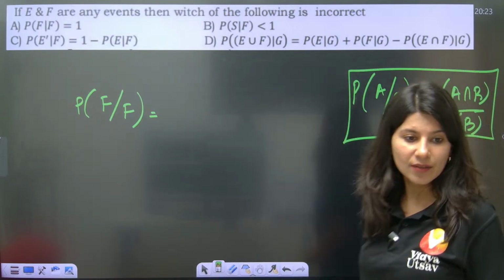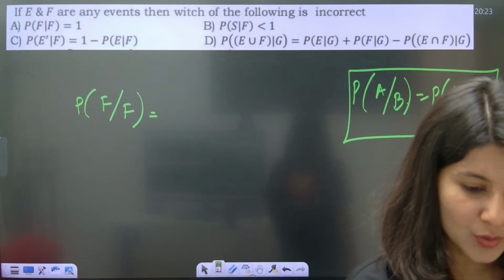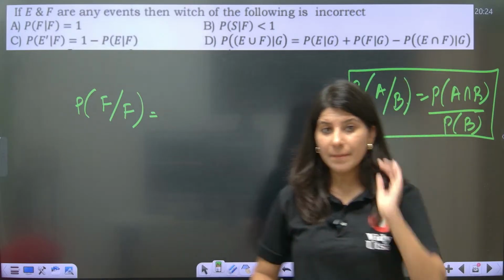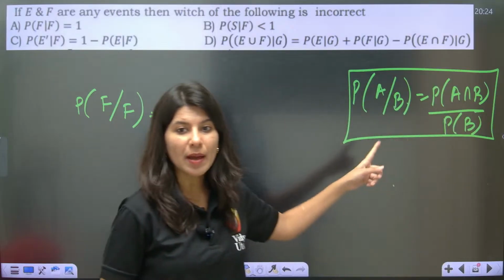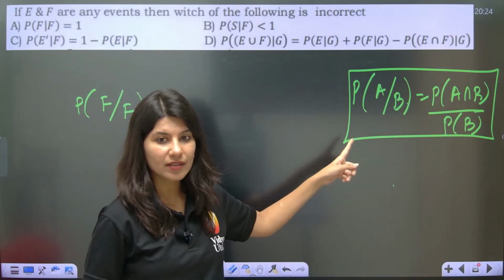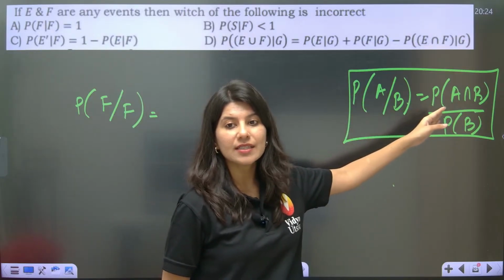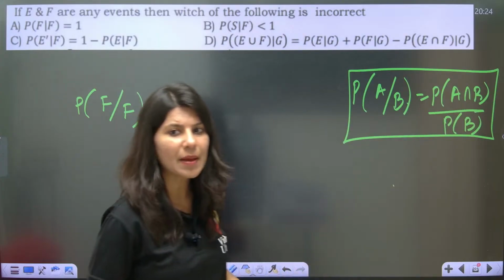Okay. Are you aware? See, this is very important. This is going to come either in 2 mark or 3 mark also. So this conditional probability, how many of you are aware? Probability of A given that B has already occurred is probability of A intersection B upon probability of B. Okay, got it.